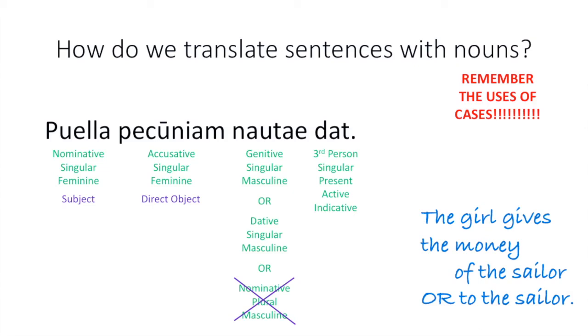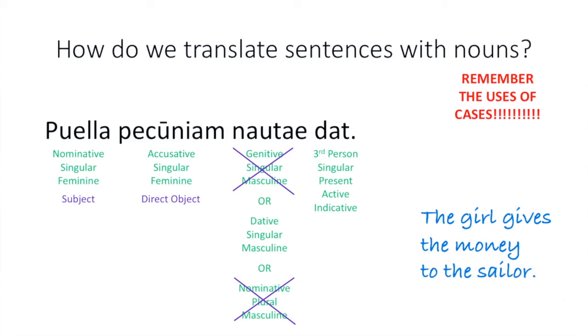So which is it? Well, assuming the girl is not a thief, unless we learn from the rest of the paragraph that the sentence comes from that she is a thief, it also probably makes more sense for her to give something to someone, to give it to an indirect object. So dative makes more sense in this sentence. The girl gives the money to the sailor. So we can cross off genitive, we've eliminated that option, and it's only dative. So we can rephrase our entire sentence as the girl gives the money to the sailor.